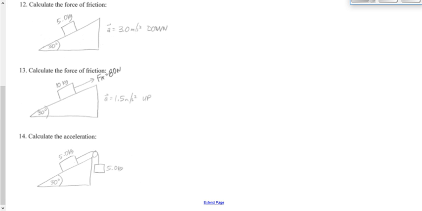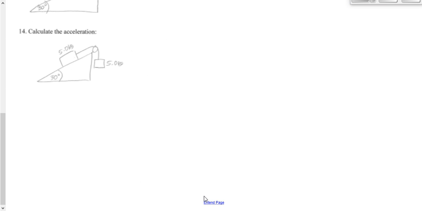All right, let's do question number 14 here. We've got a 5 kilogram object being pulled up a hill. It's also being pulled down the hill by F parallel. And then we got another 5 kilogram object that's being pulled downwards by gravity. Let's label that one first here. I'm going to call this one F5.